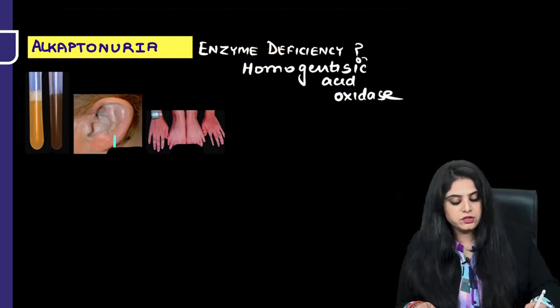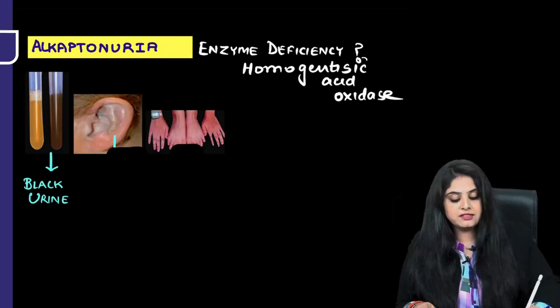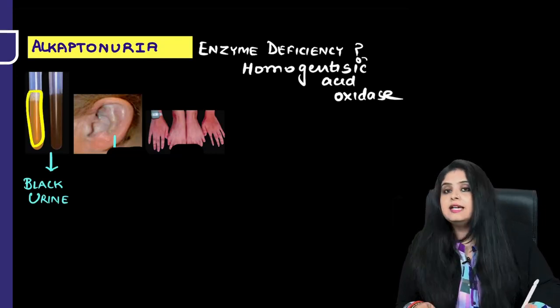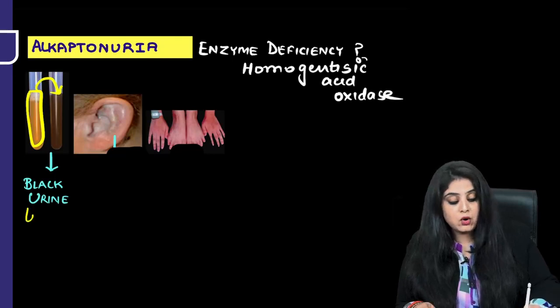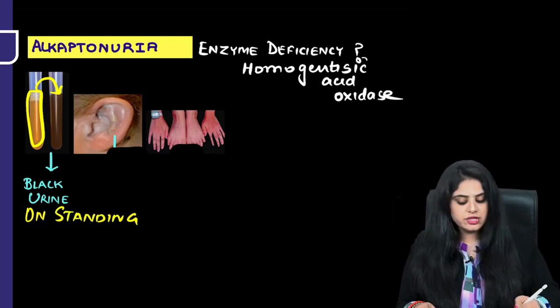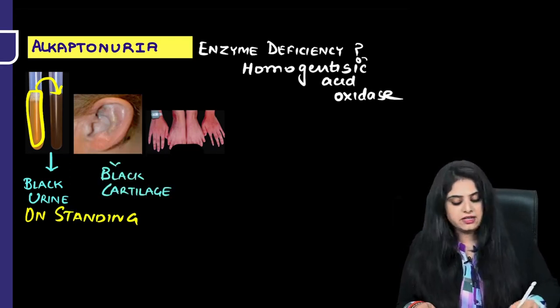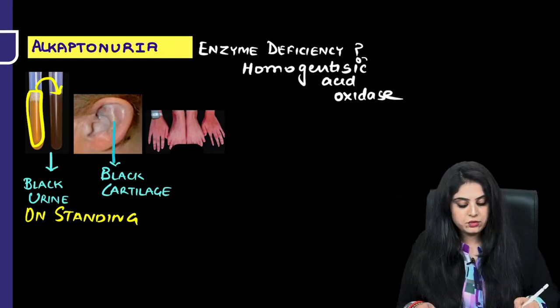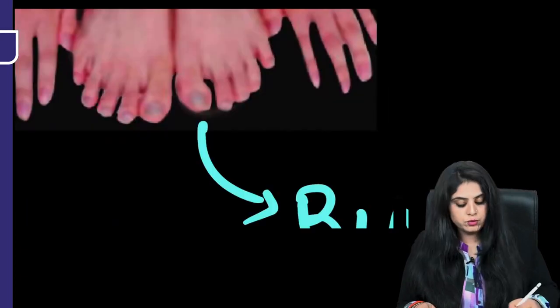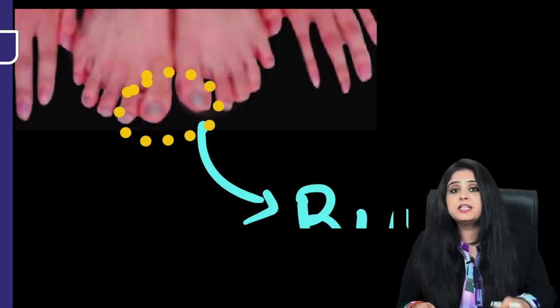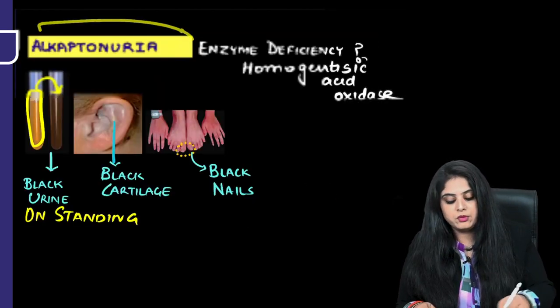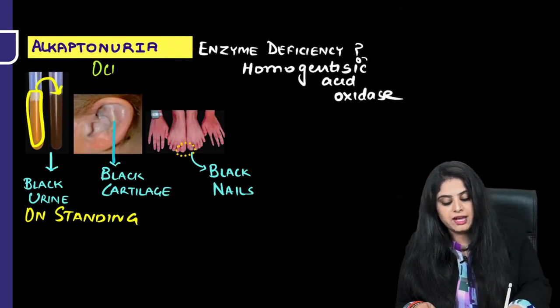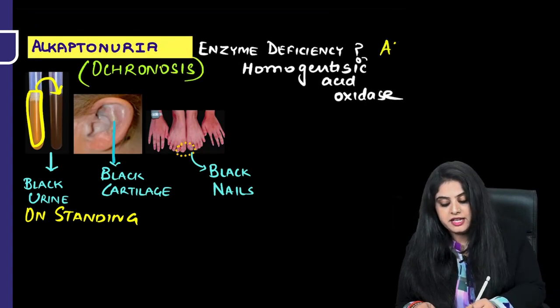So first and foremost, you see urine. Urine is going to be black in color, but a patient may come to me with normal urine that changes to black on standing. So on exposure to air, it is going to become black. Next, where else does homogentisic acid go? It goes into the cartilage. So I can very well see that the ear and the nose, the cartilage areas, will become black. Then I can see over here that the nails are also becoming black. So the homogentisic acid also deposits in the nails. This is what is called alkaptonuria, and all of this is also referred to as ochronosis. This is an autosomal recessive inheritance that you have to know.